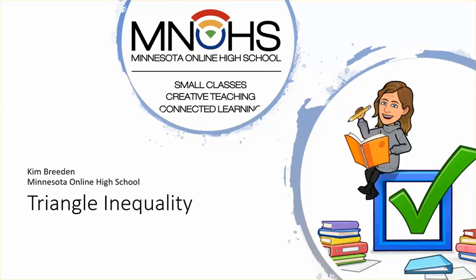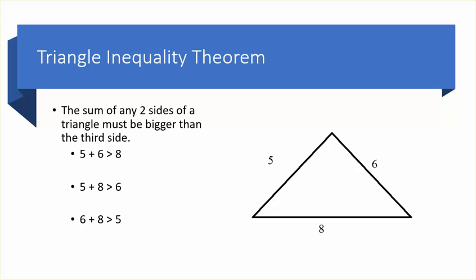Hi class, in this video we're going to talk about the triangle inequality theorem. This theorem will let us figure out if any three sides can make a triangle. The triangle inequality theorem says that the sum of any two sides of a triangle must be bigger than the third side. So let's look at an example.